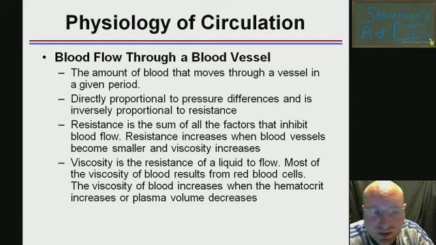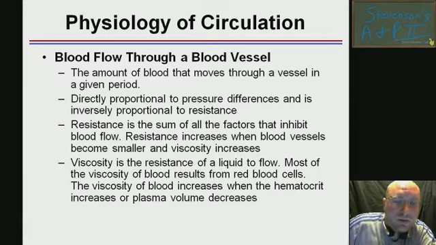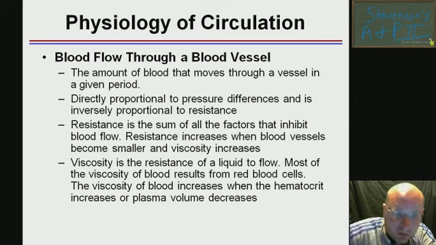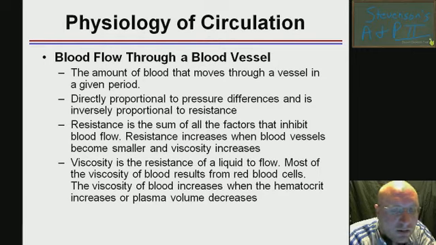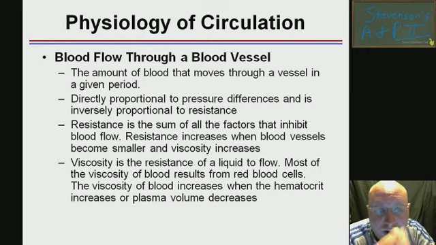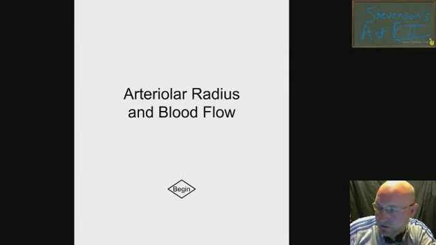Viscosity is the resistance of a liquid to flow. Something that has a high viscosity would be honey. You can't pour honey out easily, but you can pour water out easily. Honey has a high viscosity, water has a low viscosity. Most of the viscosity of blood results from the amount of blood cells in that blood. It slows down the flow because there are actually cells in the blood. The viscosity of blood increases when the hematocrit levels of the plasma decreases.